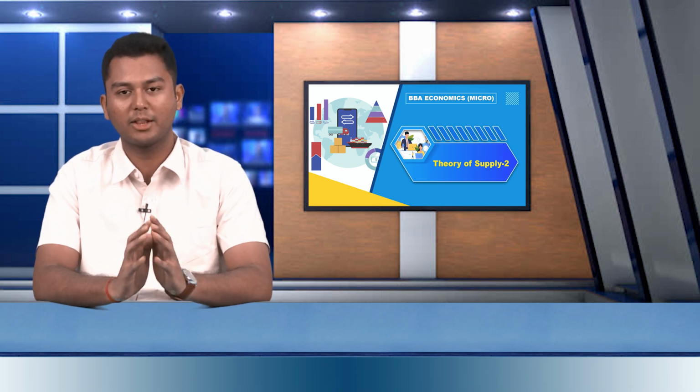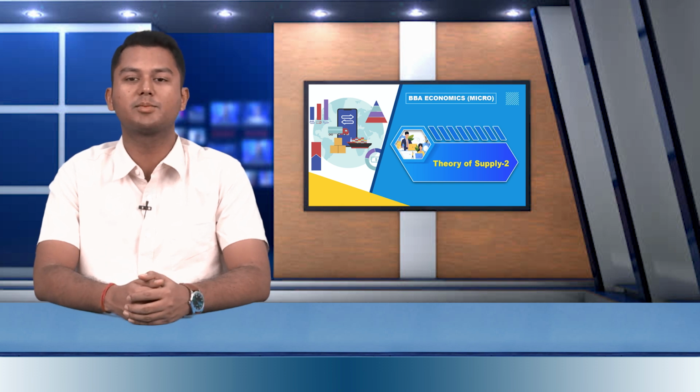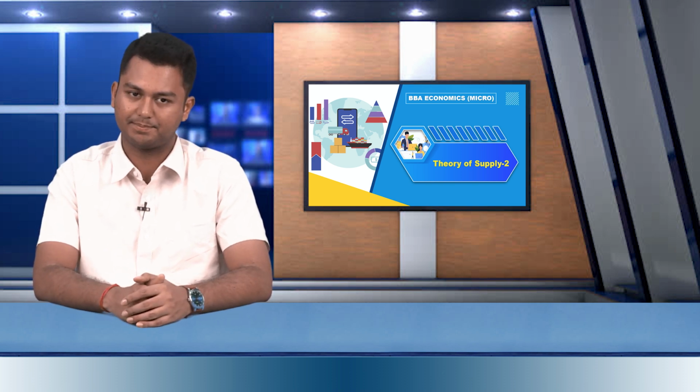So basically short run is when at least one factor of production cannot be changed, and long run is when all the factors of production can be changed. Long run supply curves are typically more elastic than short run supply curves because producers have more flexibility, that is, all the factors are variable, to respond to price changes when they can adjust all aspects of their operations.